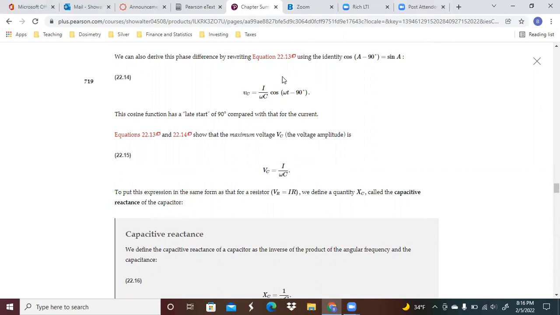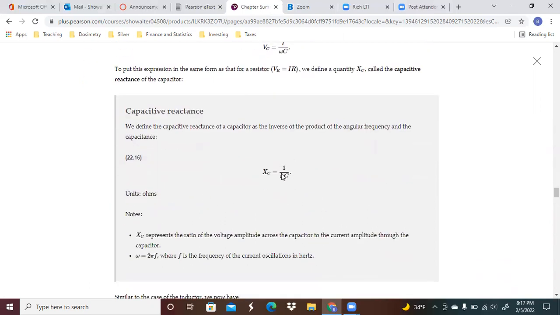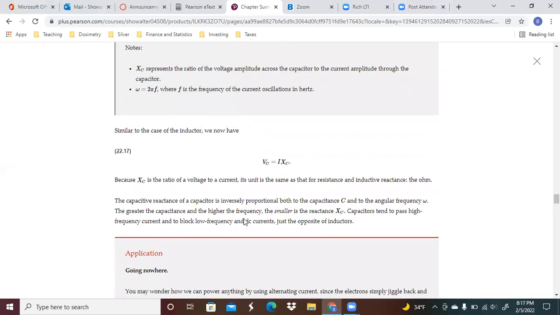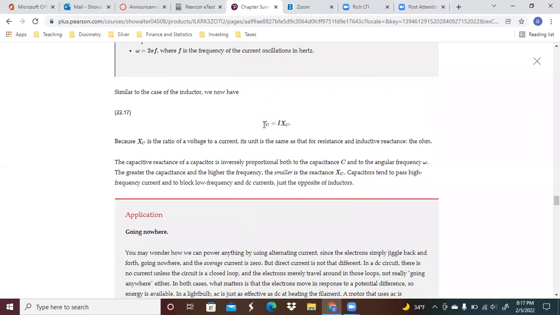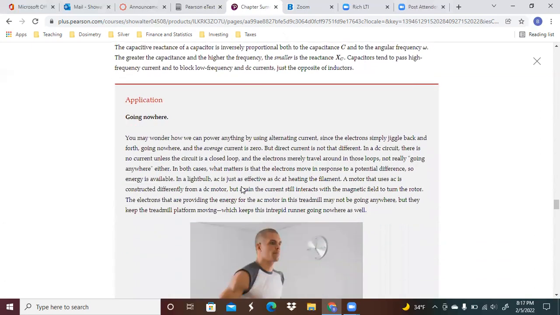Again, maximum voltage basically chops off that trig term. And again, we are looking at something that's comparable to V equals IR. And we end up with something called the capacitive reactance. And that's where this comes from. So the voltage of the capacitor at maximum is equal to this relationship.